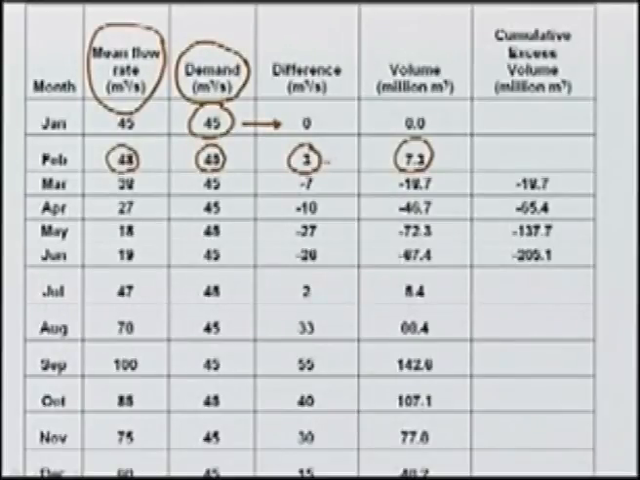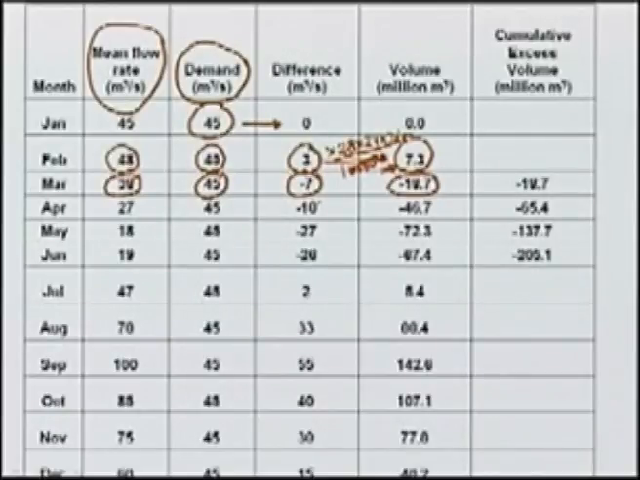So, again 3 meter cube per second into 28 days, 24 hours, 3600 seconds will give us meter cube, and then we divide it by 1 million to get this value in million cubic meters. Now, after February, if you look at the March data, in March we have a supply of only 38 cubic meter per second, while the demand is 45. So, that means we have a deficit of 7 meter cube per second, which translates into a deficit of 18.7 million cubic meter for the month of March.